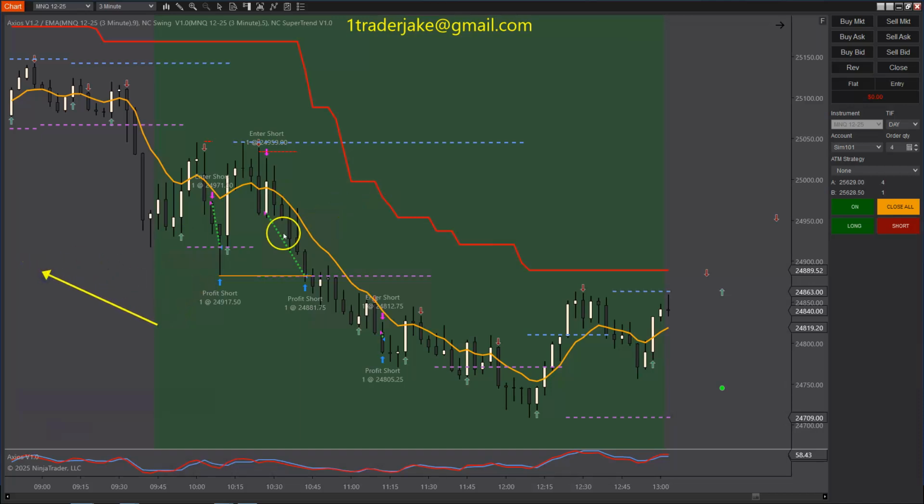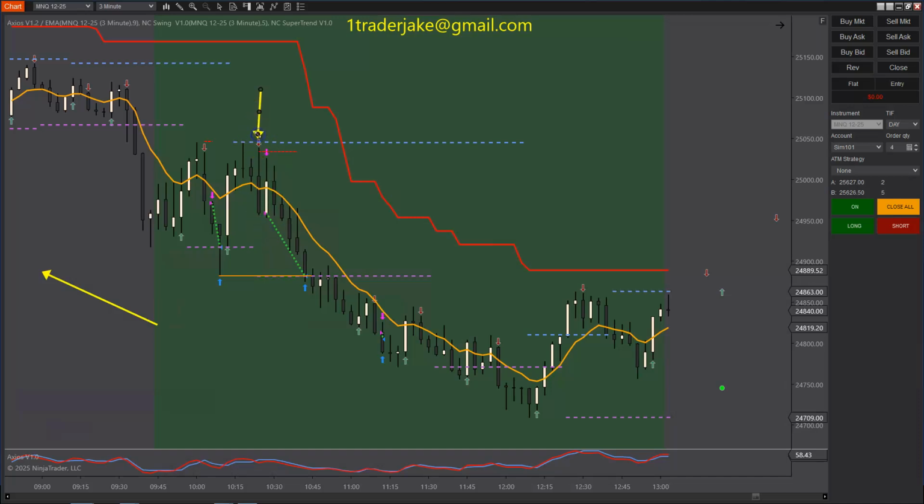So to enter a short, we need to be below this red line. This is our trend indicator. Then we need to also be below our moving average, and we also need to put in this red arrow right here. This is our Axios proprietary swing flip indicator, if you will. That's what puts in the red arrows and then the green arrows. So 3 things: you need to be below the red trend line, below the moving average, and you need to finally put in a red arrow.